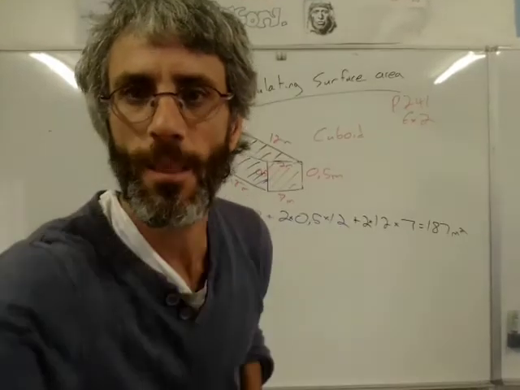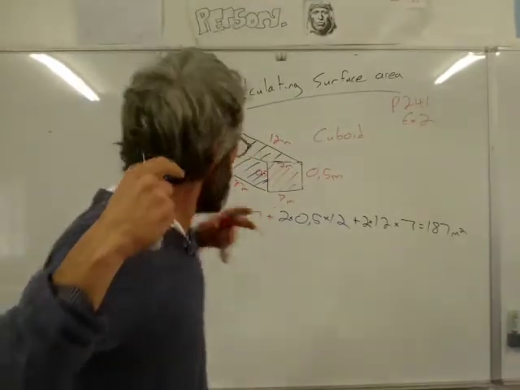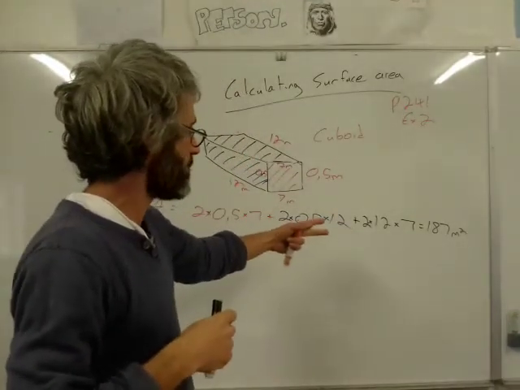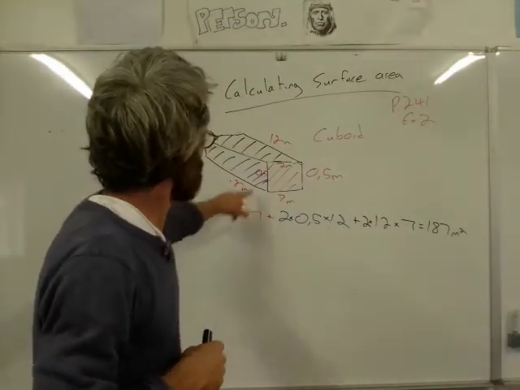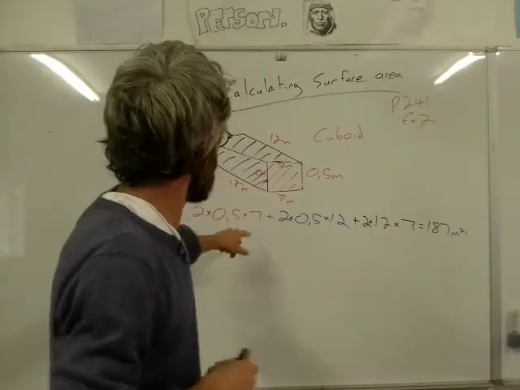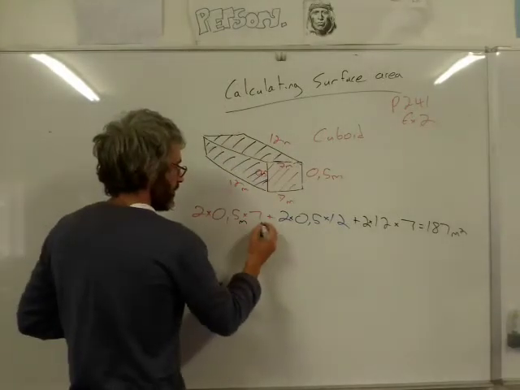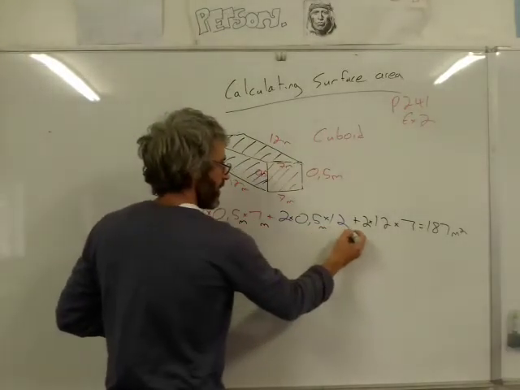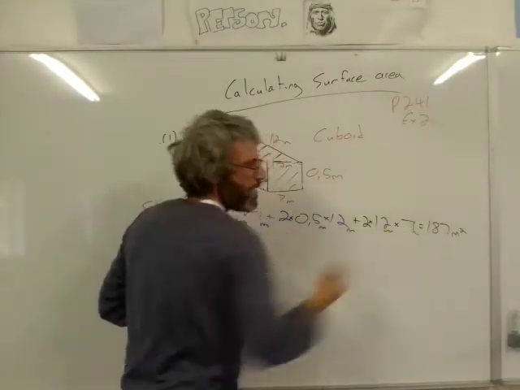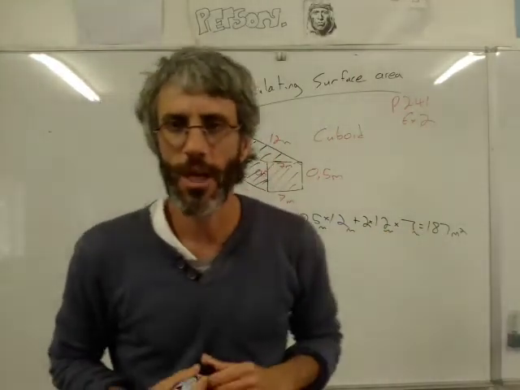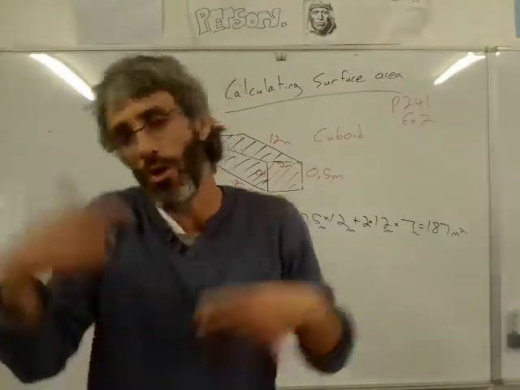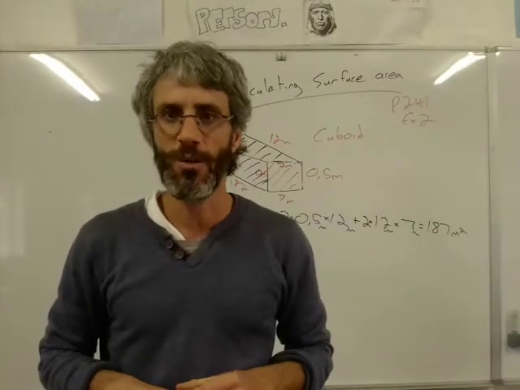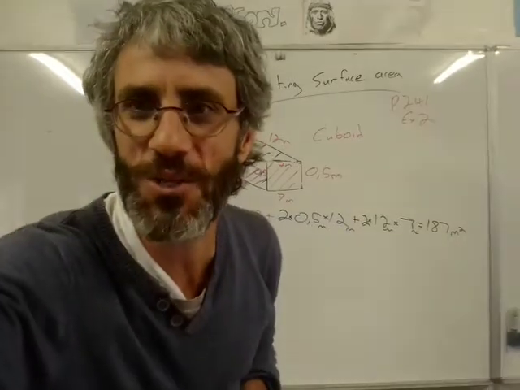I'll pause you here. Okay, I put it all in the calculator just as it is. And I got 187. Now because I work with meters, every time I'm multiplying meters times meters, the answer will be meters squared. Okay? Surface area has the same unit of area. It's in meters squared or centimeters squared, whatever you work with. Okay? Let's move on to the next question.